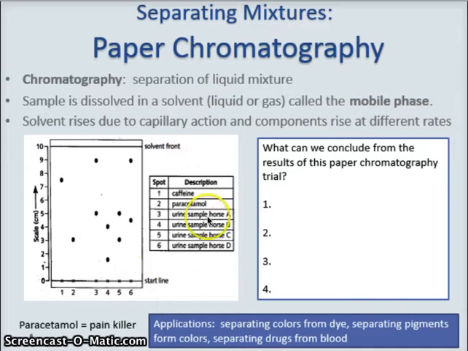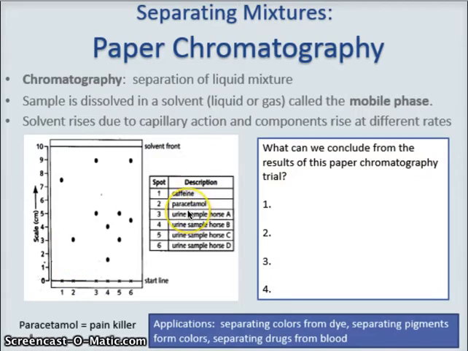So, for example, on this example of a paper chromatography, on spot one, they placed a sample of caffeine, and the caffeine traveled 7.5 centimeters. On the second one, they put paracetamol, which is a painkiller, also known as acetaminophen, which is found in Tylenol and Advil. It's the same thing. So they put this here and it traveled 3.1 centimeters.